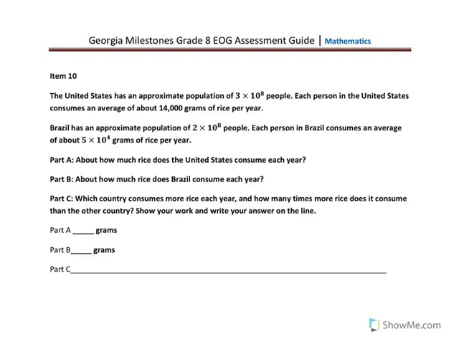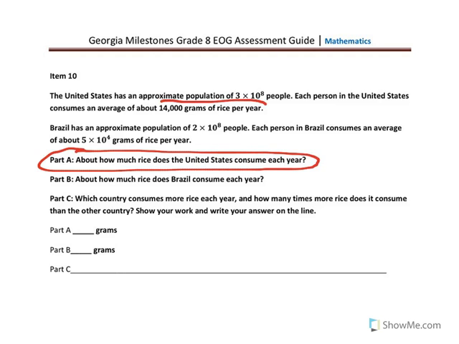Okay, it says the United States has an approximate population of 3 times 10 to the 8th people. Each person in the United States consumes an average of about 14,000 grams of rice per year. Part A asked, about how much rice does the United States consume each year? So they're saying that 14,000 grams of rice are consumed per person. So you would have to multiply these two numbers together.